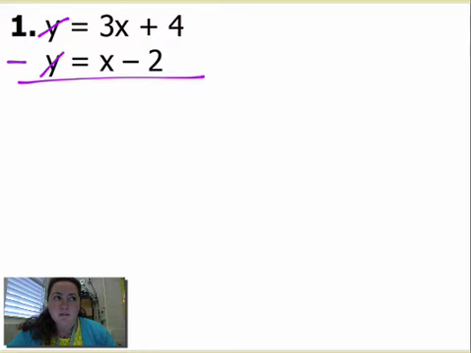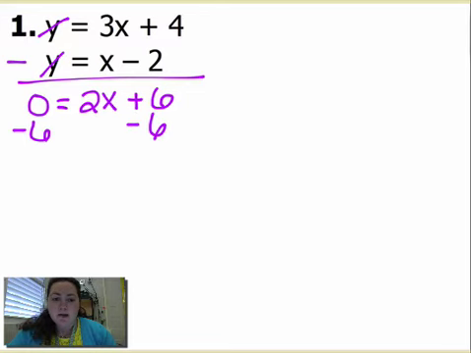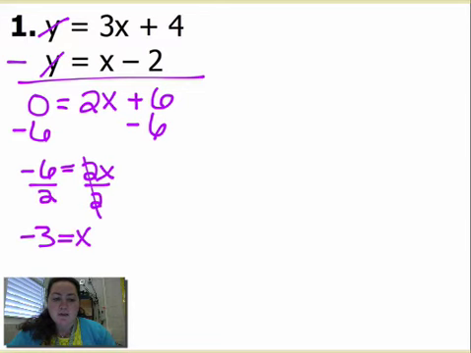So the y's cancel. I get 0 equals 2x plus 6, because I did 3x minus x. Remember that I'm subtracting that whole equation. And then I did 4 minus negative, that changes to a plus. So 4 plus 2 gives me 6. And then I'm going to subtract 6 on both sides. I get negative 6 equals 2x, divide by 2. I get x equals negative 3.